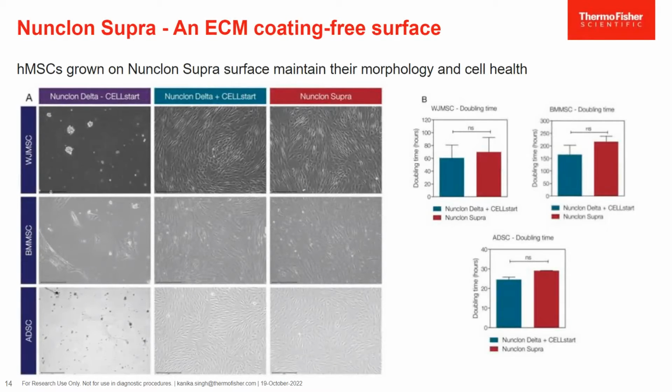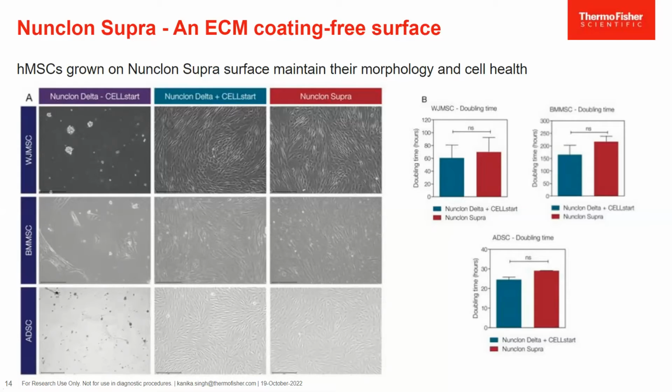So let's take a look at the results. On your left, you can see the morphology of all the three cell types we have taken. On the extreme left, in the absence of ECM, because the media does not contain any FBS, the cells could not survive. In the middle panel, where ECM coating was done, in the presence of media without FBS, cells could thrive properly. And finally, on Nunclon Supra Surface, where there was no ECM coating done and the media used did not have FBS in it, the cells could proliferate nicely.